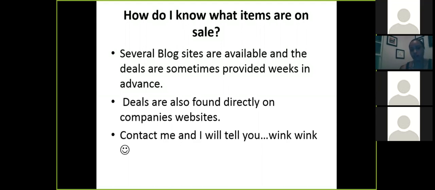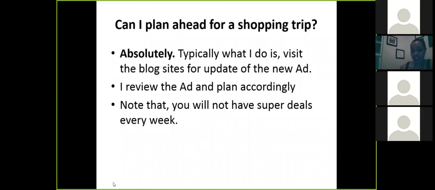Deals are also found on company websites. You might see your deals on Publix's website, but you will not see them until the very day that the ad breaks, versus the blog sites, which post weeks ahead or sometimes a few days ahead, depending. If you want to find out all this information, guys, you can contact me.